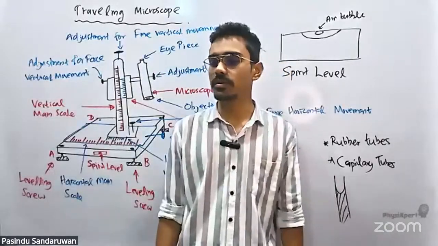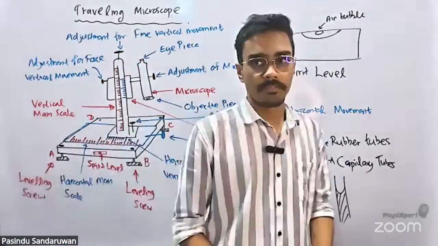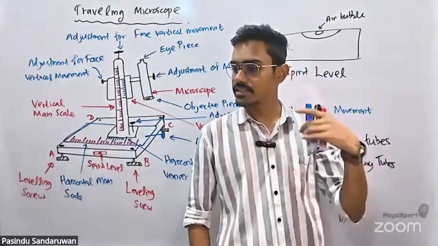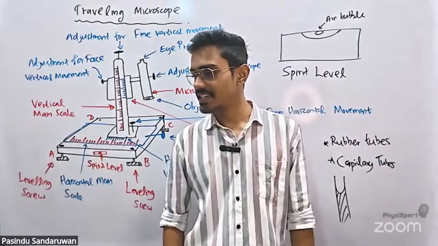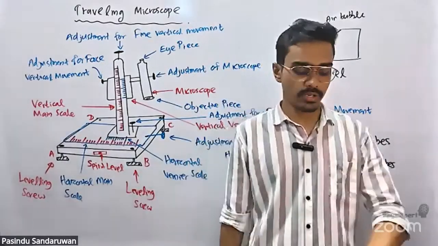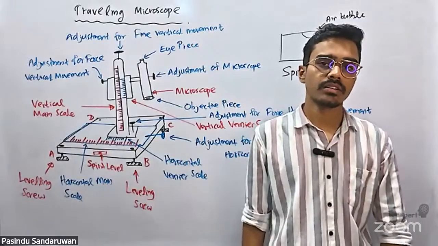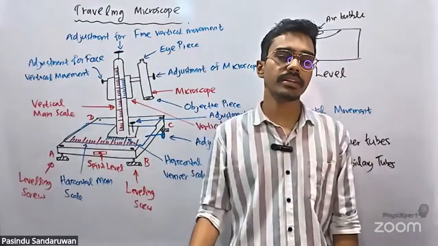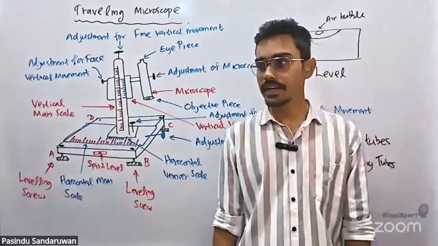Write down the note one by one. First point: to measure internal or external diameters of rubber tubes, comma, to measure internal or external diameters of capillary tubes.